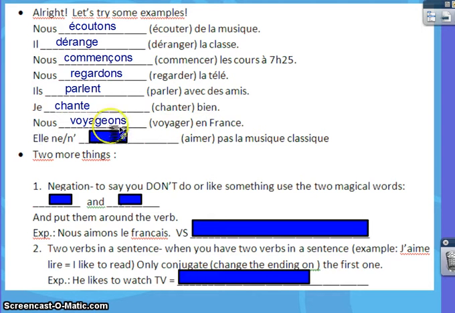And then finally, with the elle form of aimer, same thing as normal. It's not a GER, it's not a CER. I drop the ER, I add that E ending for the elle form. Elle n'aime pas la musique classique. She doesn't like classical music.